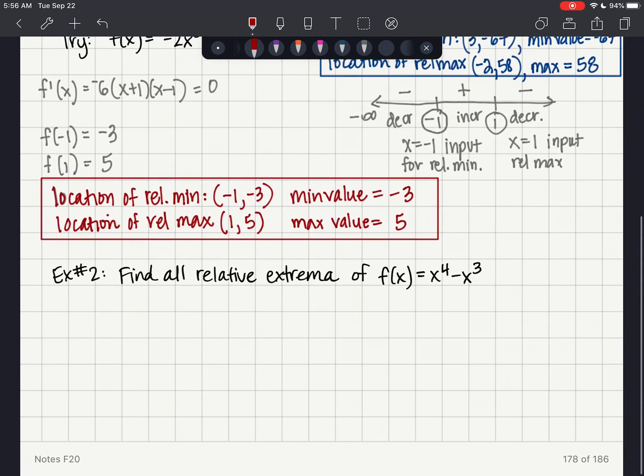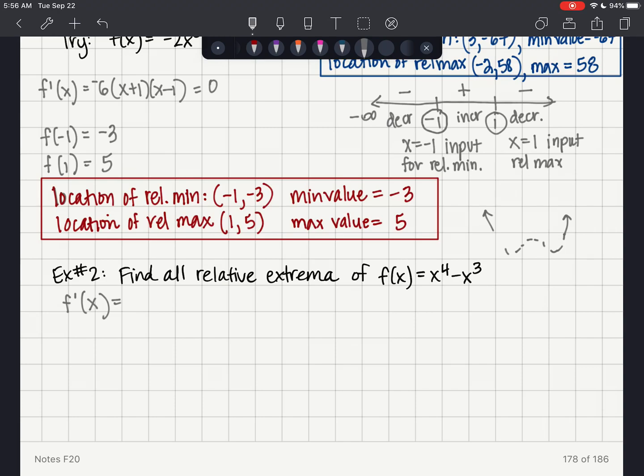Okay, here's another example of finding relative extrema. F of x equals x to the 4th minus x cubed. So what I like about this example is you're going to see something interesting happen. When we take our first derivative, we're going to do this the same way. It's a polynomial function. Because it's a degree 4, the left is rising, the right is rising, we're going to have some potential turning points in here.